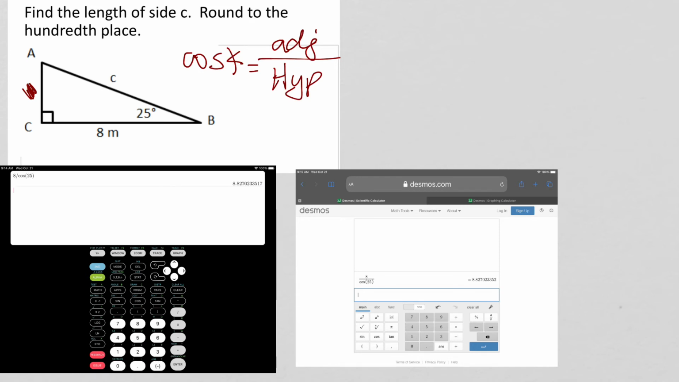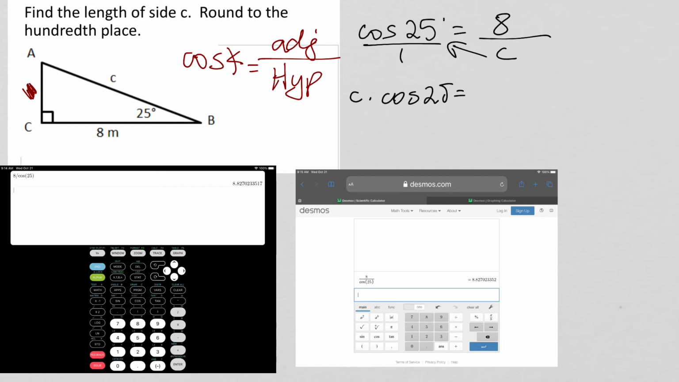Let us plug in what we have. Cosine 25 degrees equals, my adjacent side is 8. My hypotenuse side is the unknown, C. I am going to now do the same thing I did before, cross multiply. So C times cosine 25 equals 8 times 1, which is 8.